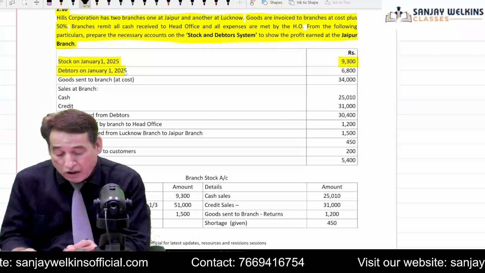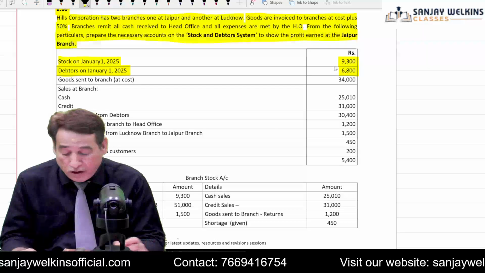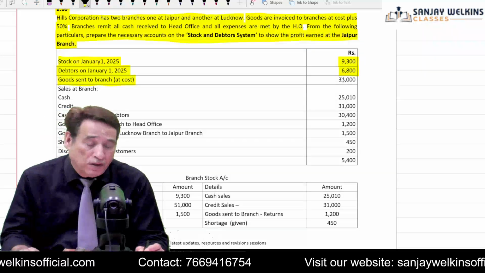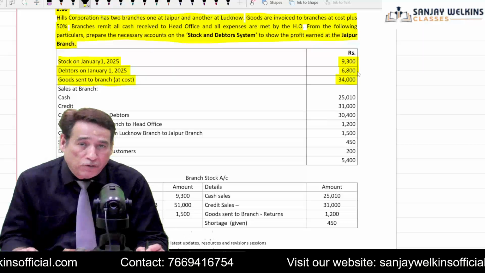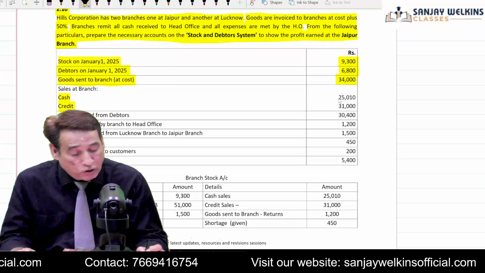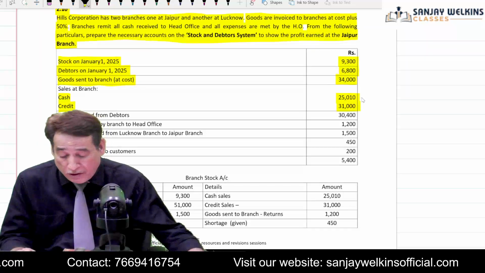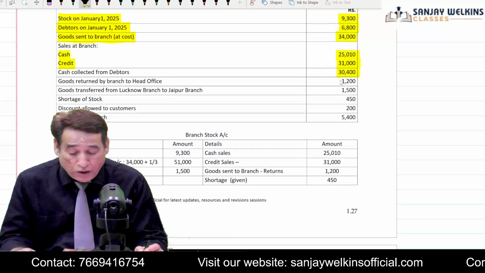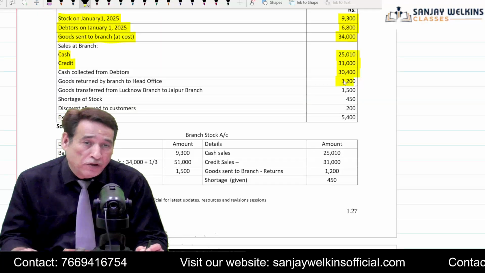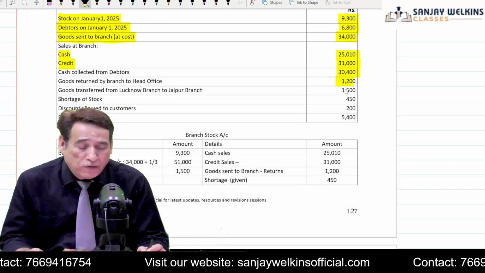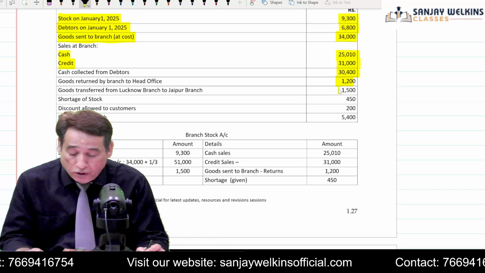Now debtors are given to us, 6,800, and then goods sent to branch at cost is given. That means this item is at cost, and we will have to convert it into invoice price. Then cash and credit sales both are given in the question, and cash collected from debtors will be written only in the debtors account. Goods returned by head office to branch: first of all, you are going to write it on the credit side of the branch stock, and later on you will do the loading also.